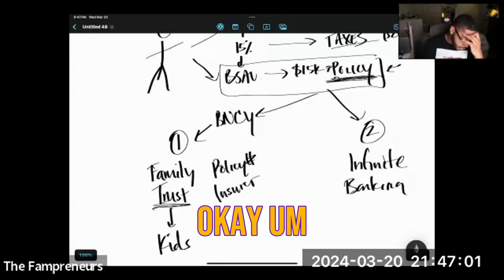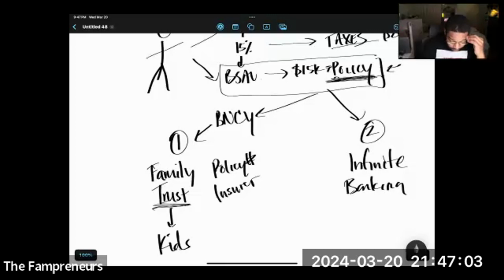Okay. And there's one more thing that I just can't remember off the top of my head. I feel like it's the insure, the policy number. That may be it. Insure policy number. Yeah. So you're gonna put those two things in the beneficiary section of your family trust.